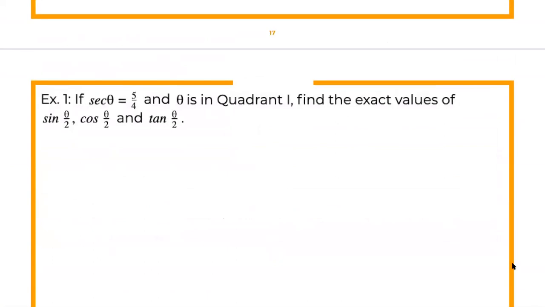Now, if we know that theta is in quadrant 1, we know that theta is between 0 and 90 degrees. And then we also know that half of theta has to be between 0 and 45 degrees. So in our pre-thinking, we already know that sine is going to be positive, cosine is going to be positive, and tangent is going to be positive.